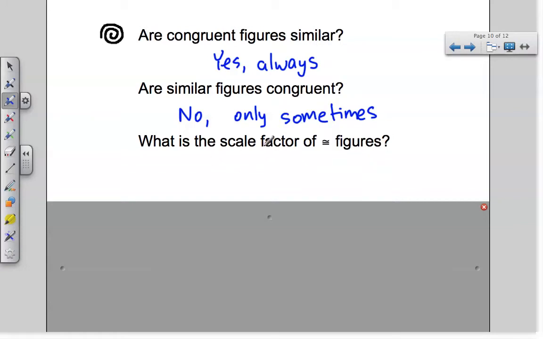Remember, scale factor is a ratio of the sides. Well, if the figures are congruent, aren't the side lengths the same? So it'd be like 5 to 5, same number to same number, but doesn't that always reduce to 1 to 1? Because no matter what, it's going to be the same number to the same number. So the scale factor of congruent figures is always 1 to 1, because the sides are the same length.